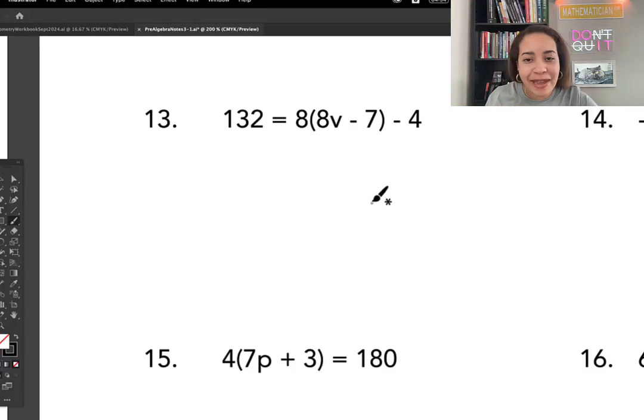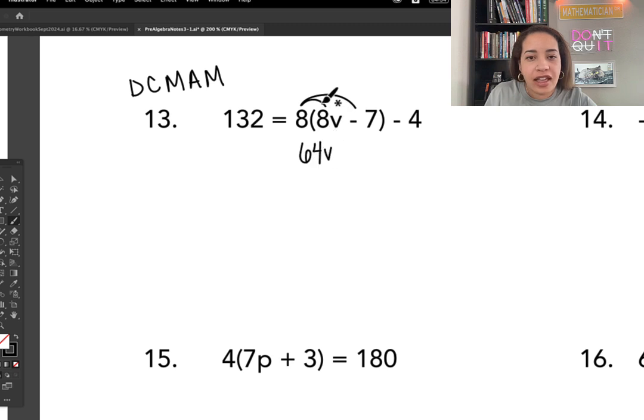Here is our last page of problems. So we'll think through the phrase again, don't call me after midnight. And we know that the D stands for distribute. So we're taking this 8 that's on the outside of our parentheses and we're multiplying it times both pieces inside the parentheses. 8 times 8 is 64, so we'll write 64v. 8 times -7 is -56. Then we'll copy down everything around it. So I do see a -4. And then I also see my equal sign and 132.